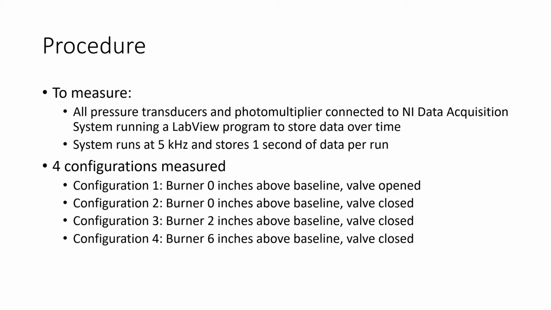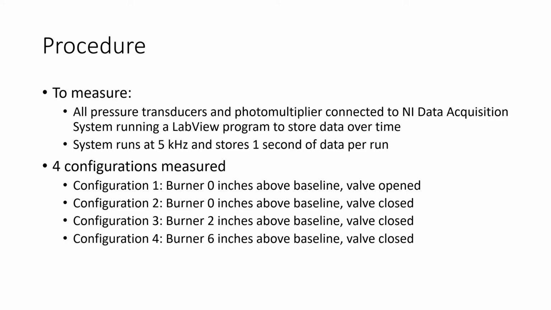The first configuration was at the baseline position with the valve open to prevent resonance. As expected, the flame was steady and did not pulsate. The second configuration was also at the baseline position, but with the pressure relief valve closed. This time, resonance was both visually and audibly present. In the third configuration, the burner was moved 2 inches up and the valve was kept closed. Resonance was still present.